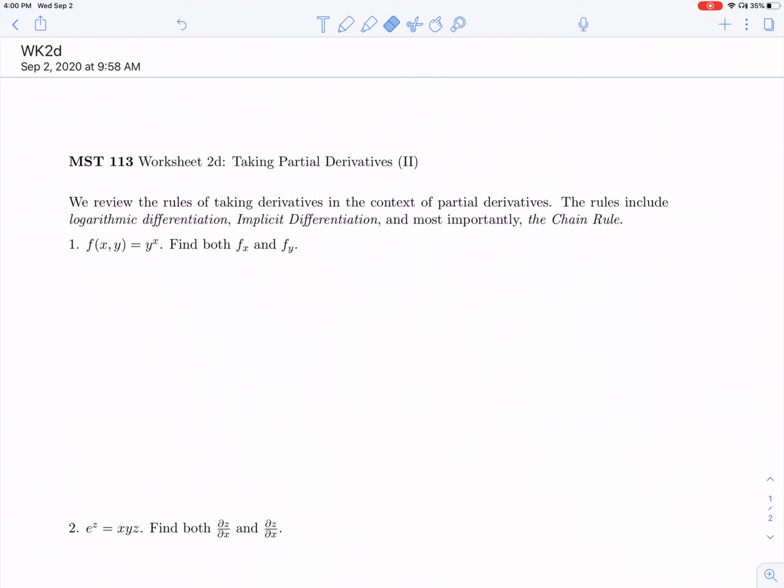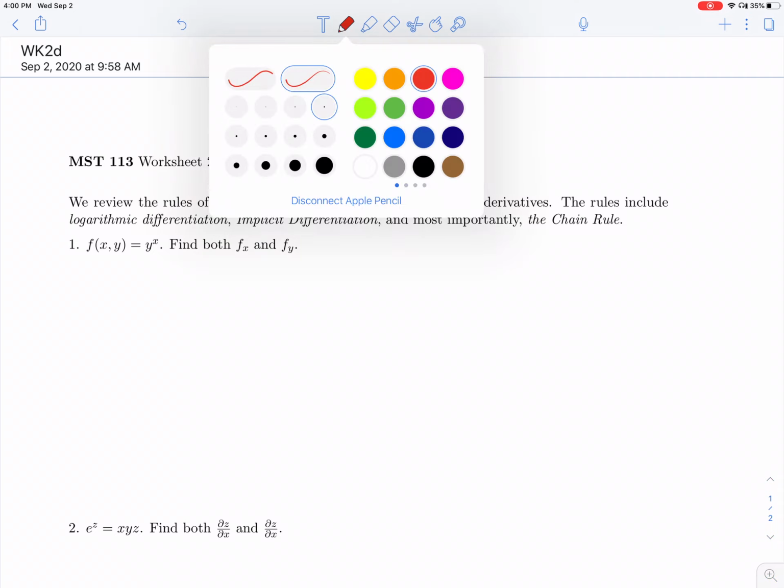All right, let's try to finish this last worksheet for today's class. We are going to review logarithmic differentiation and implicit differentiation in the context of multivariable derivatives. Okay, for the first one, in fact, it's not necessary to use logarithmic differentiation, but just for review purposes. Let's look at how we are going to actually solve the problem.